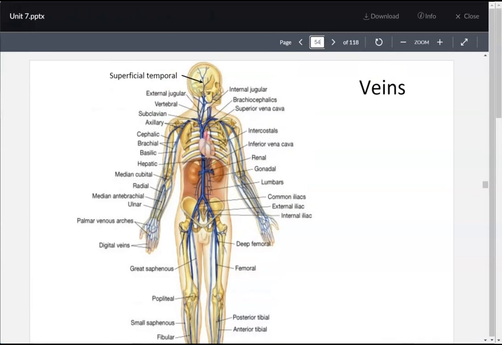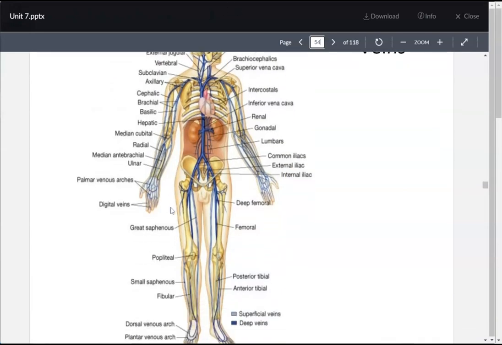So the names are very similar, and they run in very similar locations as well. Now, this particular diagram is two-toning these veins. They are still in blue to denote deoxygenated blood for the most part. Remember, some veins are actually carrying oxygenated blood because it's part of the pulmonary circuit specifically.